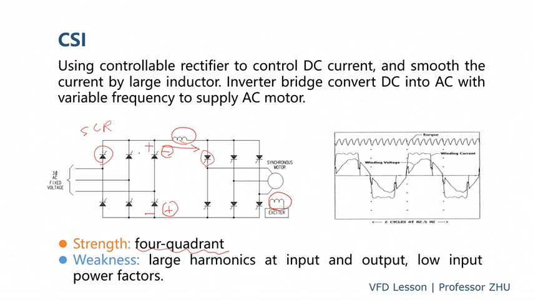So that means the converter will absorb the energy from the DC and feed back to the AC grid.